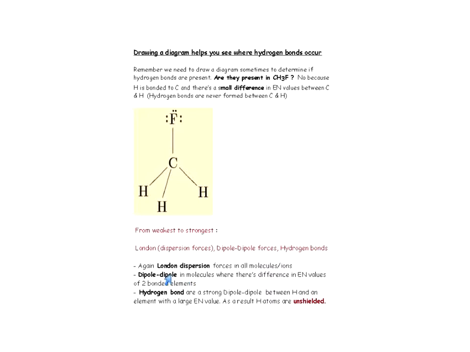And just reviewing quickly, we know that dipole-dipole is when there's a difference in EN values between two bonded elements. H bonds are a strong dipole-dipole between H and an element with a large value. And I just wanted to point out the fact that the H atoms are called unshielded because the other atoms, such as fluorine or oxygen, want to pull the electrons away, and that's why H atoms are unshielded. Okay. So just list in order from weakest to strongest. If you want, you can just use one letter.